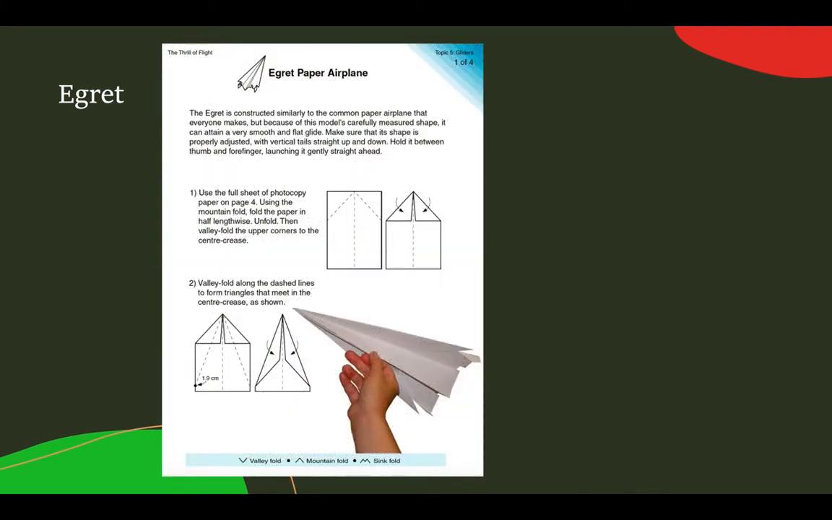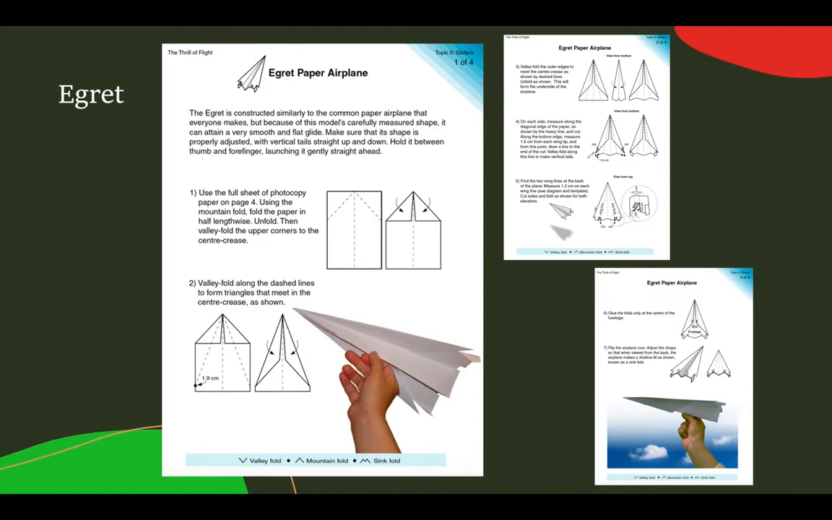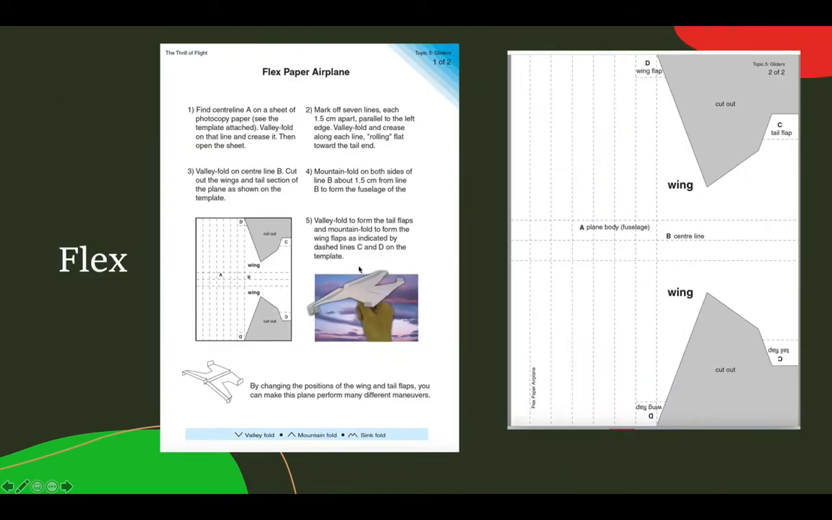Okay, so the next one is called an aigrette. An aigrette is more like a typical paper airplane, similar to a common paper airplane that everyone makes. Because of this model's carefully measured shape, it can attain a very smooth and flat landing. Make sure that the shape is properly adjusted with its vertical tail straight up and down. Hold it between the thumb and forefinger, and launch it going straight ahead. Again, there are a few different pages for this one, and it also comes with a template.